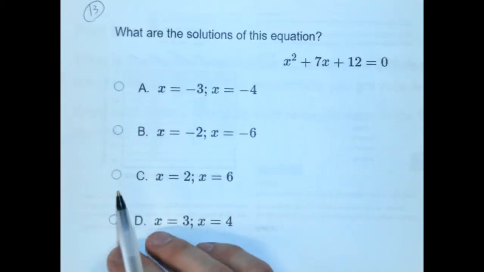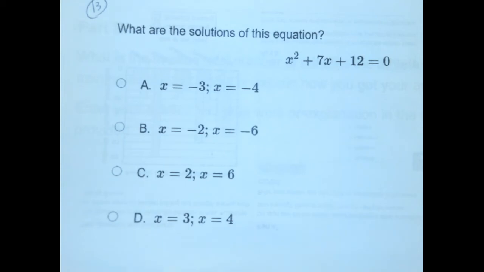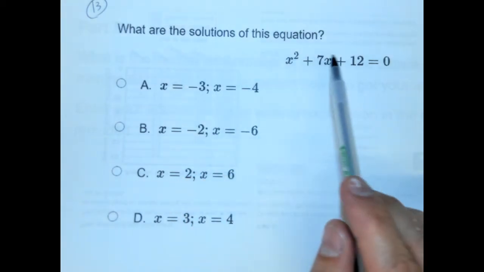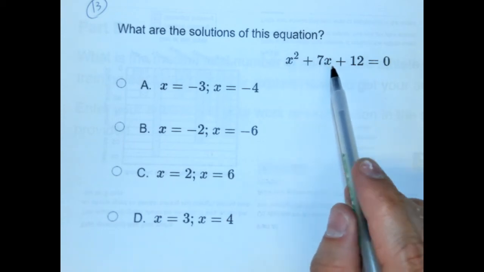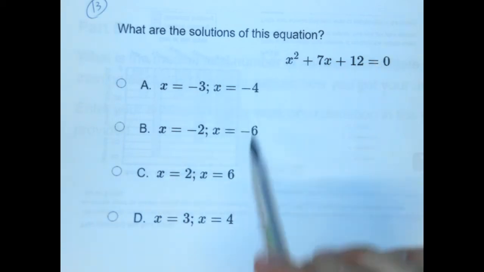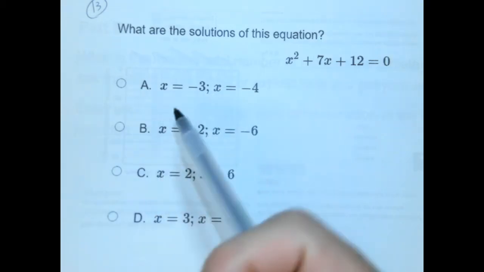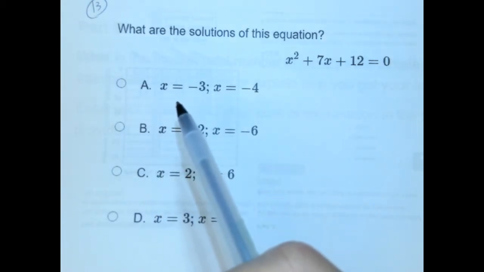I think this will be the last one we do before, because I want to do number 14 as a separate video because it's a 4-parter. So what are the solutions to this equation? They give us a quadratic equation, x squared plus 7x plus 12 equals 0, and then they give us a bunch of potential answers. So there are 2 ways you can solve this: by factoring, and by plugging in.